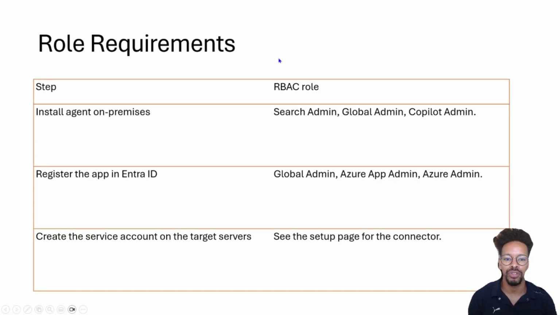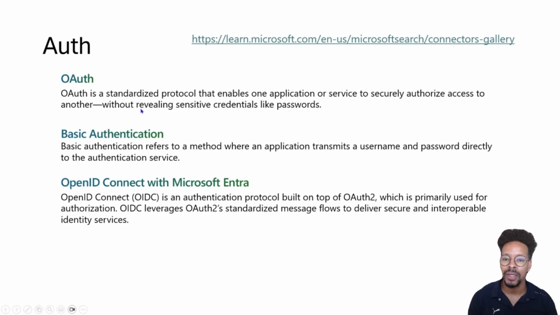Some roles are, of course, required to set up the agent. You need search admin or global admin or Copilot admin, but I would say Copilot admin is AI admin, and you have to register the application in Entra ID. This requires these roles, and you have to create a service account on the target pages. This is different for each connector. You will see what we will do in Azure DevOps.